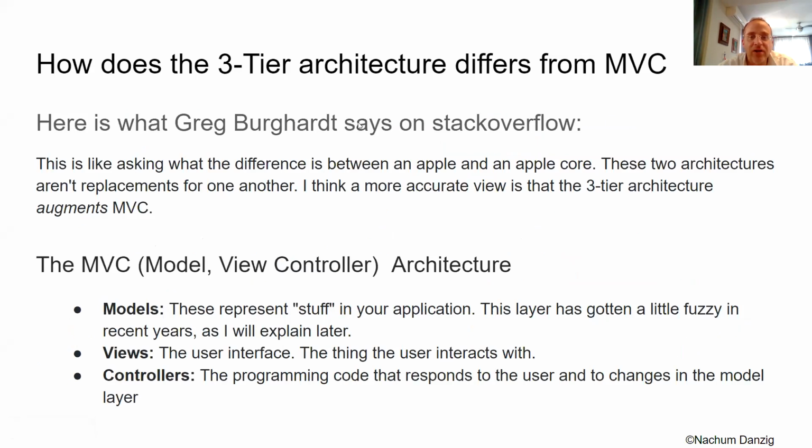Here's what Greg Berghard says on Stack Overflow, as I ask the question, how does the three-tier differ from the MVC? This is like asking, what's the difference between an apple and an apple core? These two architectures aren't replacements for one another. I think the more accurate view is the three-tiered architecture augments MVC. So a lot of times people will say you can use the three-tier or the MVC, and he's saying they're really complementary.